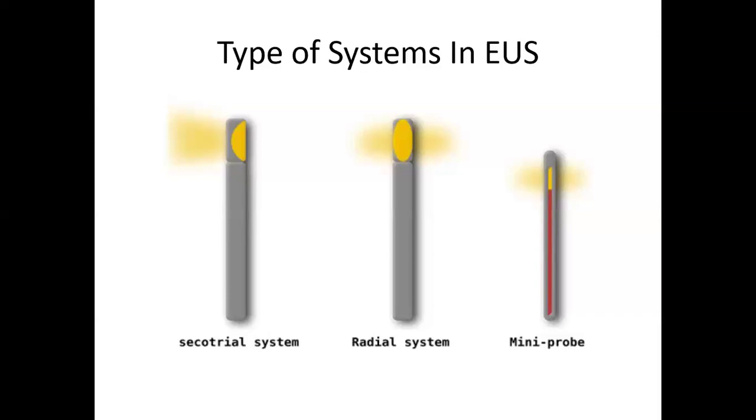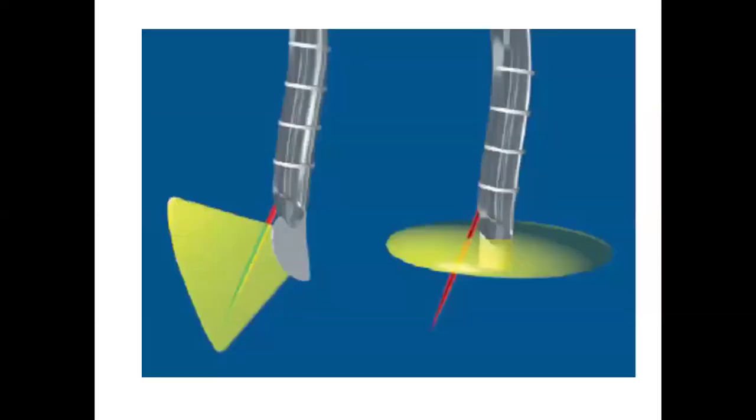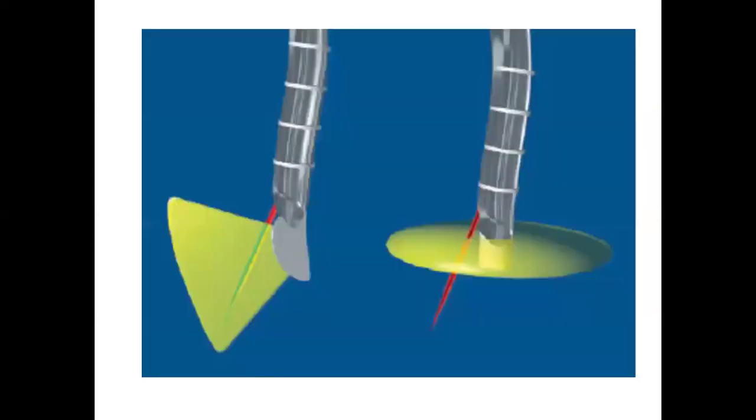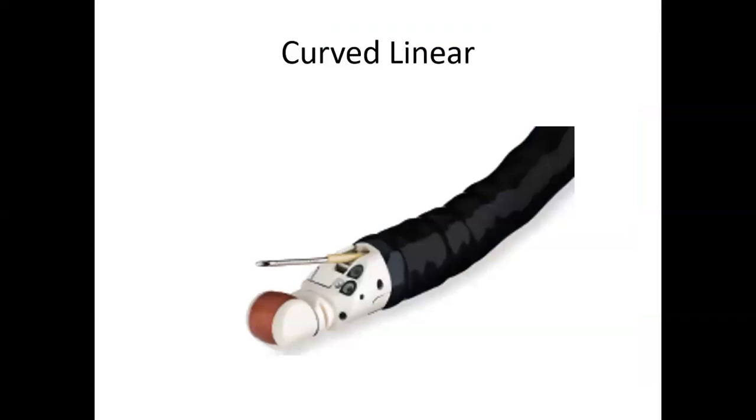The sectorial probe takes images from 100 to 180 degrees. The radial probe takes images at 360 degrees, the way the CT scan takes images, like the picture is showing. So at our far left, that's the sectorial system. The angle of imaging is between 100 and 180. Then the radial probe is 360. I'll show you how the images look.